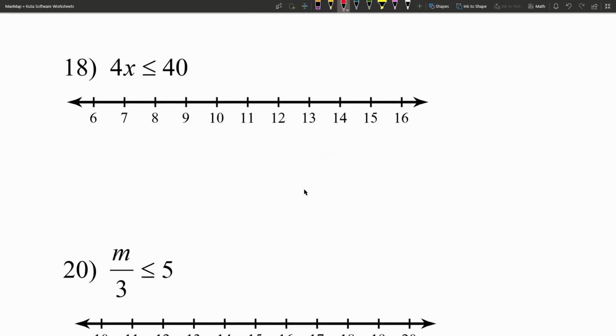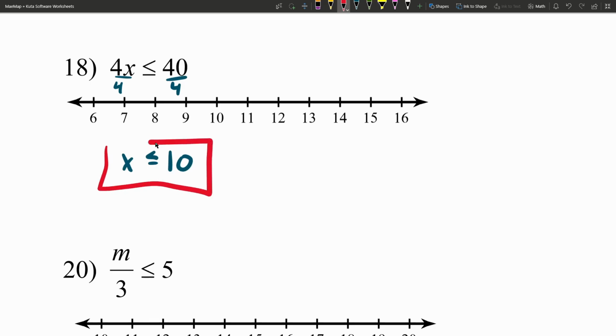And number 18, 4x is less than or equal to 40. Simply divide by a 4, and we get that x is less than or equal to 10. No need to switch our inequality, and no need to flip it around since we have that variable on the left-hand side. Although flipping it is just a matter of preference anyway, but we have that x is less than or equal to 10, so I'm going to circle that 10, shade it in, and shade everything to the left. X is less than or equal to 10.